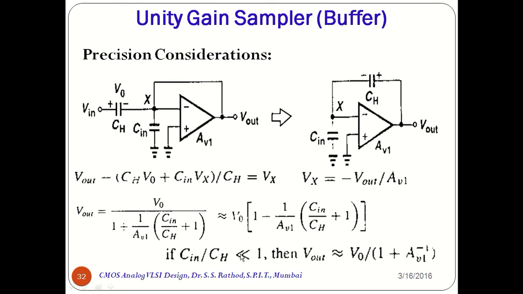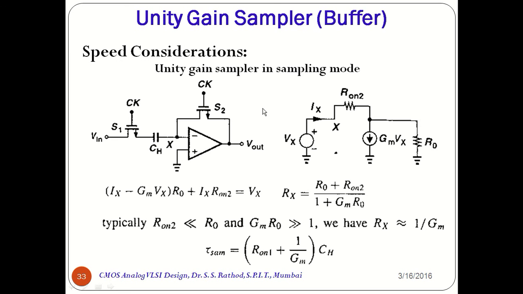If we have Cin very much less than CH, which is obvious, then we get Vout equal to V0 upon 1 plus AV inverse. So this suggests that the input capacitance must be minimized even if the speed is not critical.